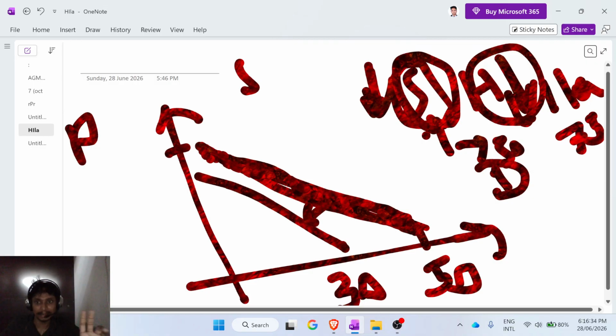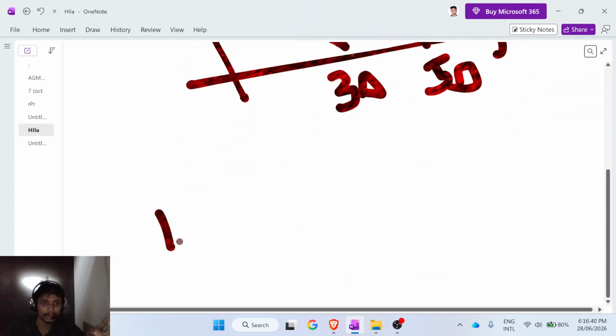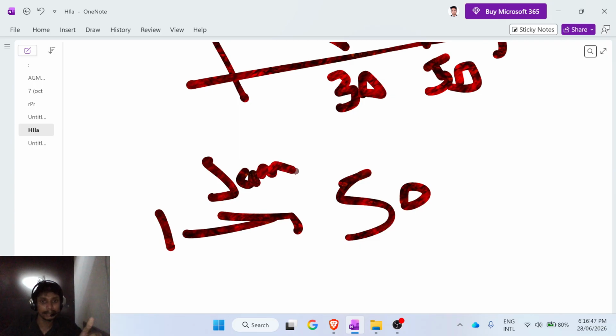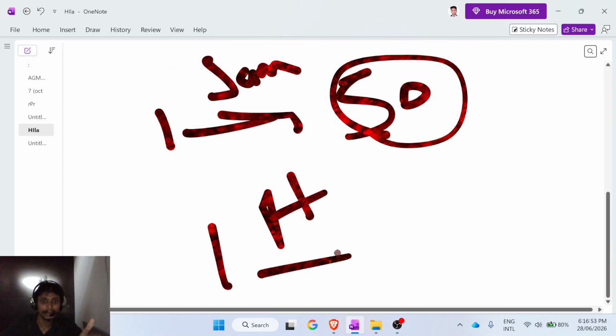Now suddenly Samsung changed the price from 1 lakh to 50,000. The price of the Samsung phone is now 50,000 rupees, but the price of the Huawei phone went from 1 lakh to 75,000.